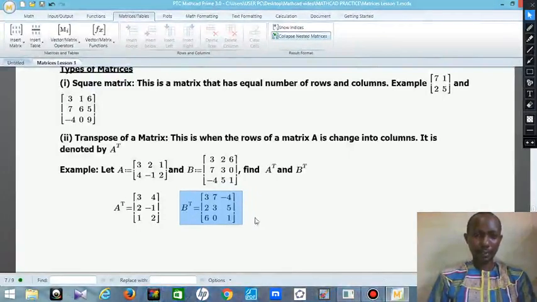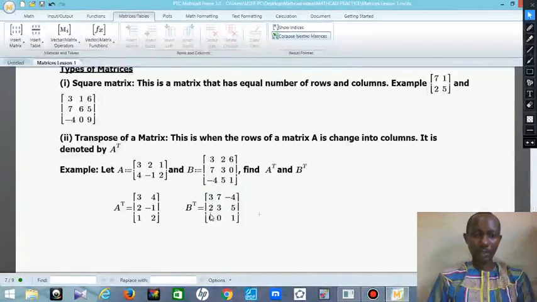You can see it now. So you see the first row 3, 2, 6 has been changed to column 3, 2, 6. The second row 7, 3, 0 has been turned into a column 7, 3, 0. Then the third row minus 4, 5, 1, you have changed it into a column minus 4, 5, 1. So this is how we do it.